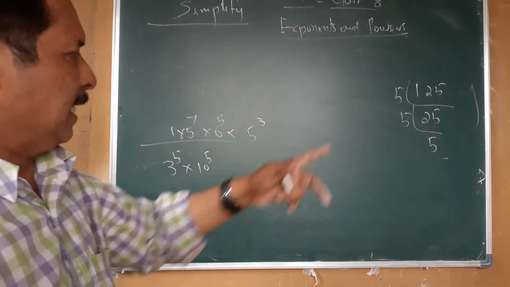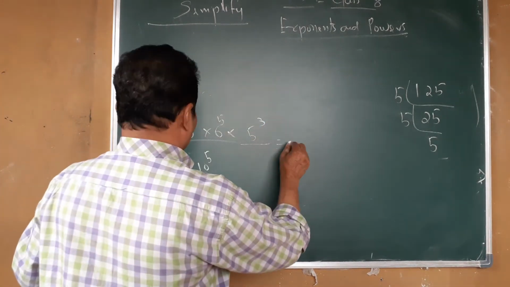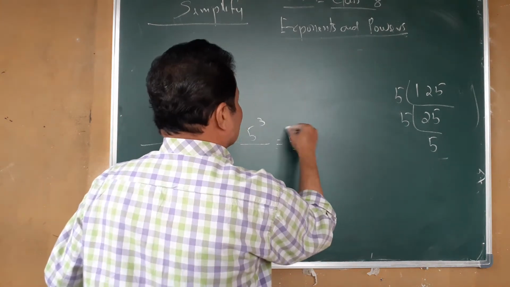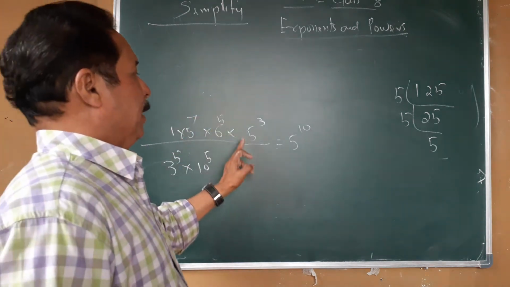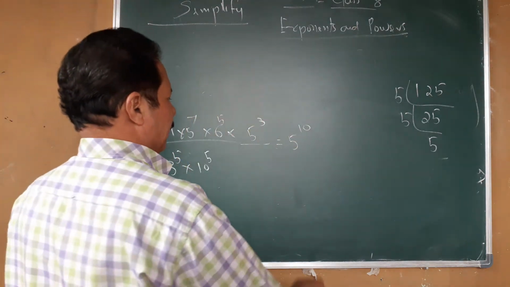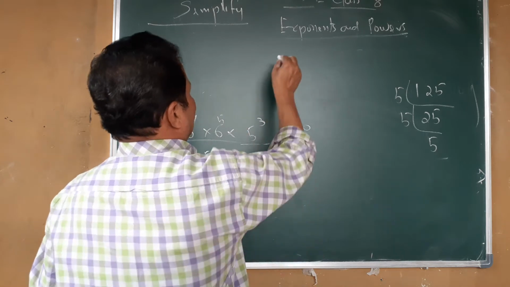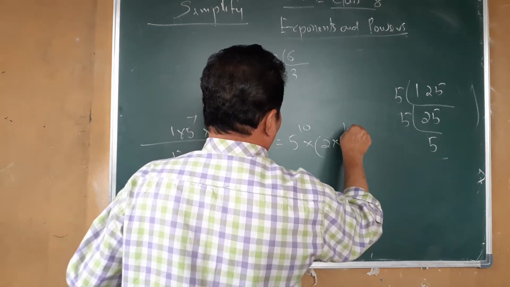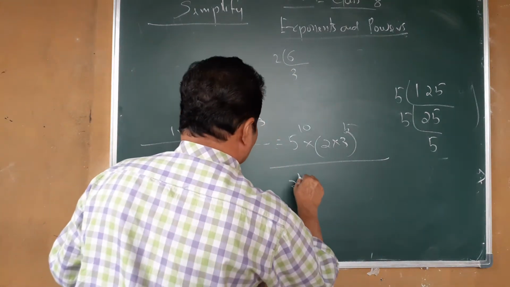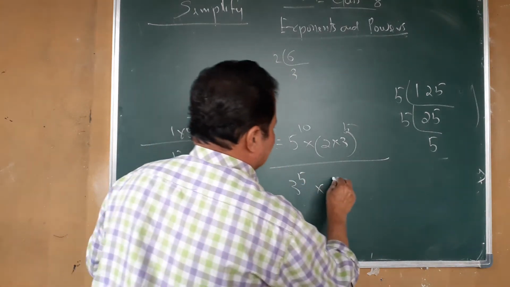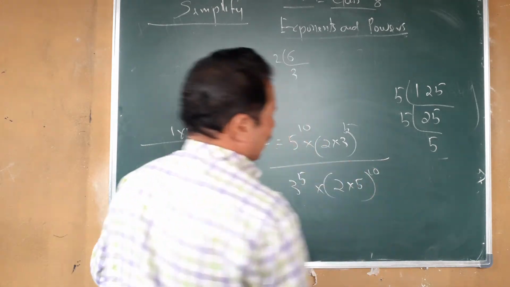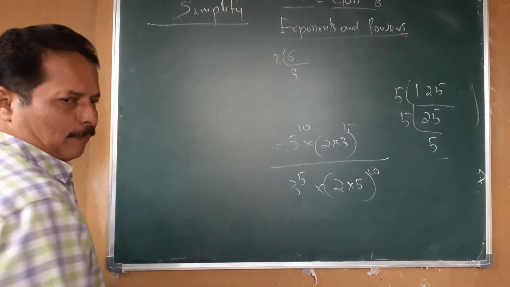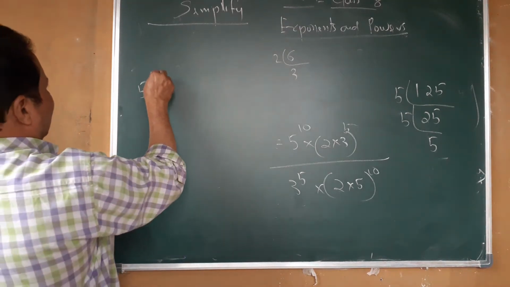Remember the factorization. Now look very carefully here. 5 raised to 7 into 5 raised to 3 is 5 raised to 7 plus 3. X raised to m into x raised to n is x raised to m plus n. Then 6 raised to 5, 6 is 2 into 3, whole raised to 5, divided by 3 raised to 5 into 10, which is 2 into 5. That is factorization. 2 into 5 is equal to 10. Next line, 5 raised to 10.